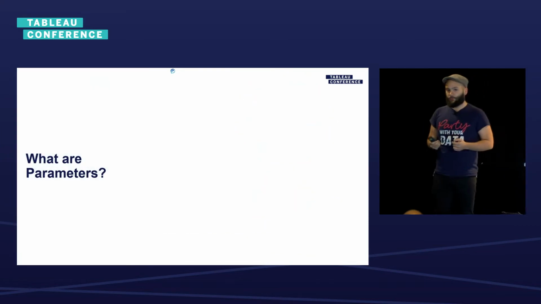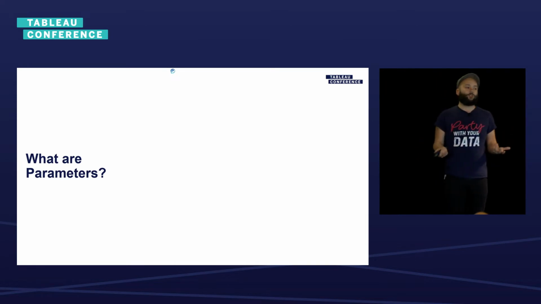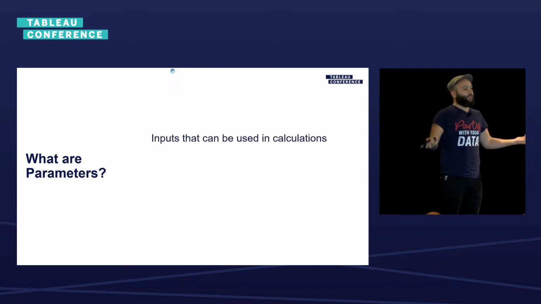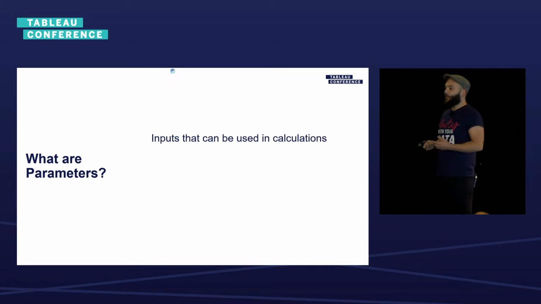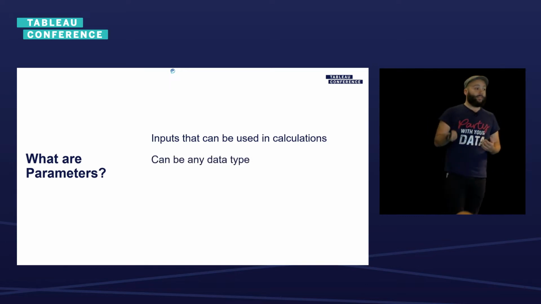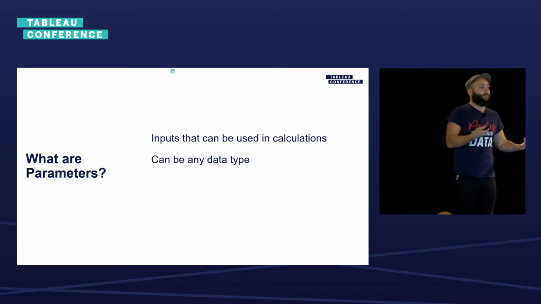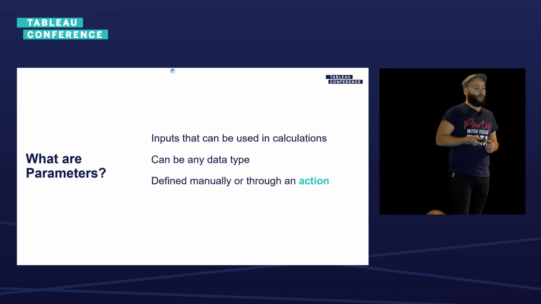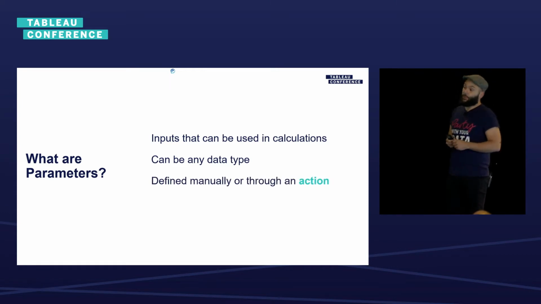So what about parameters? Parameters are an easier feature to understand, because we've all been using it for a very long time. Parameters, at the end of the day, are just inputs that the end user can add that can then be used in calculations. They can be any data type. So different to sets, they're not necessarily bound to a dimensional level, to a string. They can literally be any data type. And they can be defined manually. That has been possible for years, but now they can be defined through an action.